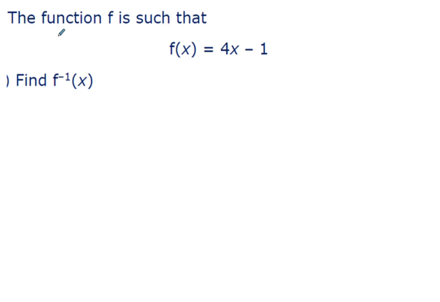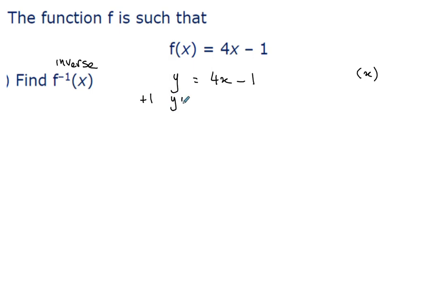Okay, the function f is such that f(x) equals 4x minus 1. Find f minus 1 of x, so it's the inverse function. So what I do is I say, let y equals 4x minus 1. Now whatever's been done to the x, we're going to remove it, set it free. So we're going to make x the subject. x has been multiplied by 4 and then minus 1, so we do what's been done to it last, and we do the opposite.